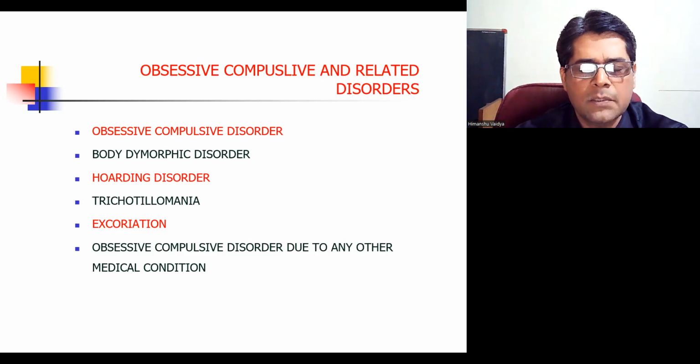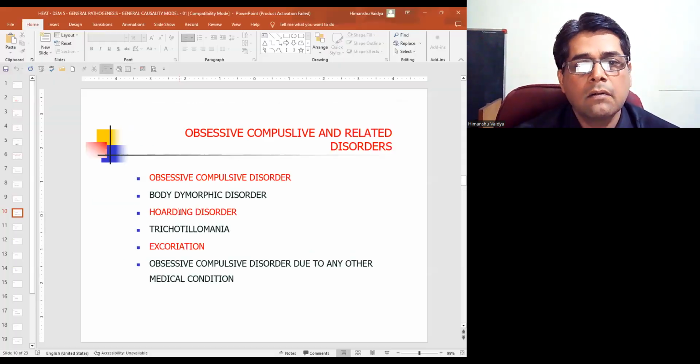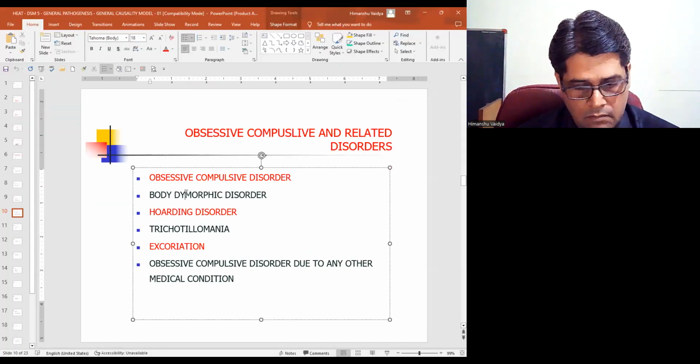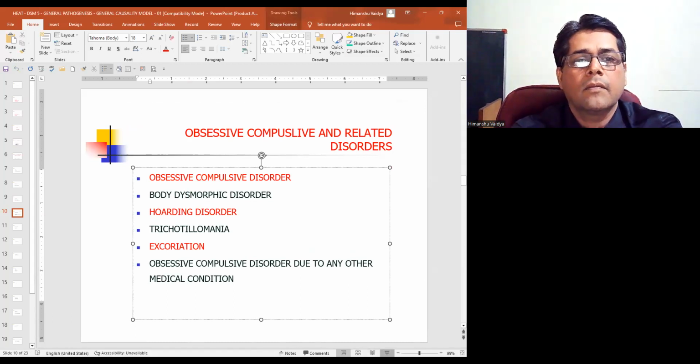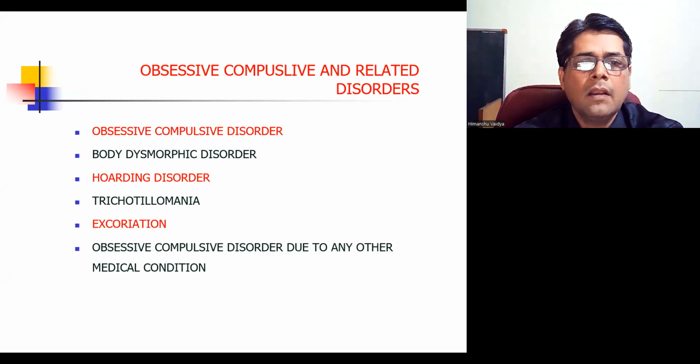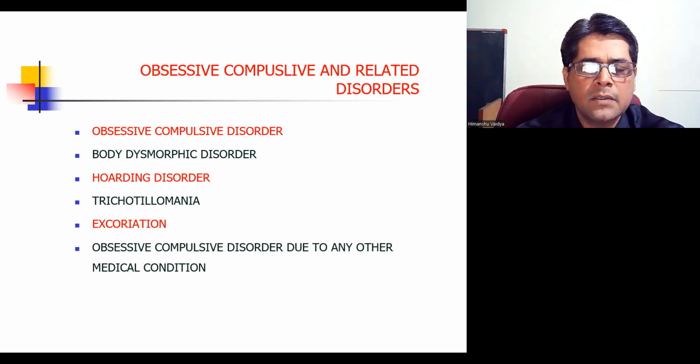In OCD, OC spectrum disorders, and body dysmorphic disorder, the karmic part is exceedingly heavy. In hoarding disorder, the karmic part is extremely heavy. In trichotillomania, the laws of nature, especially of neurological events and the weight that is incident upon the nerves from the top, that is very important.